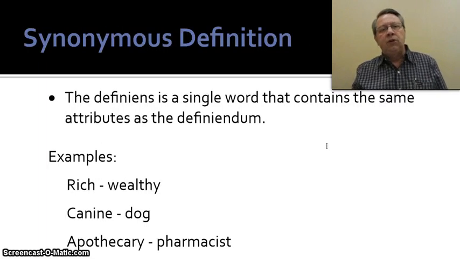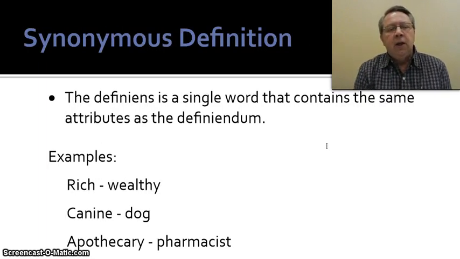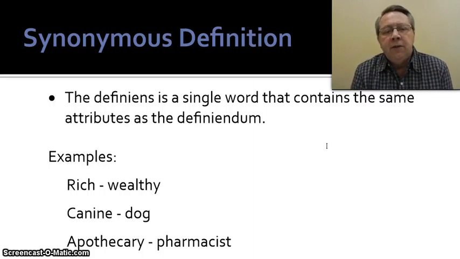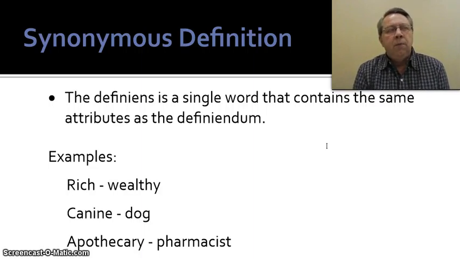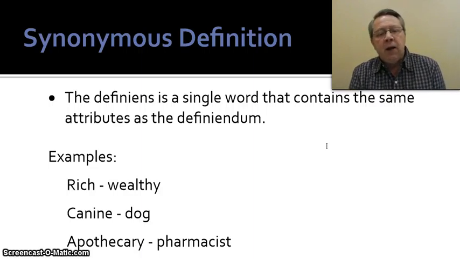So let's look at those. Synonymous definition: the definiens is a single word that contains the same attributes as the definiendum. An example would be that rich is wealthy. An example of canine would be a dog.